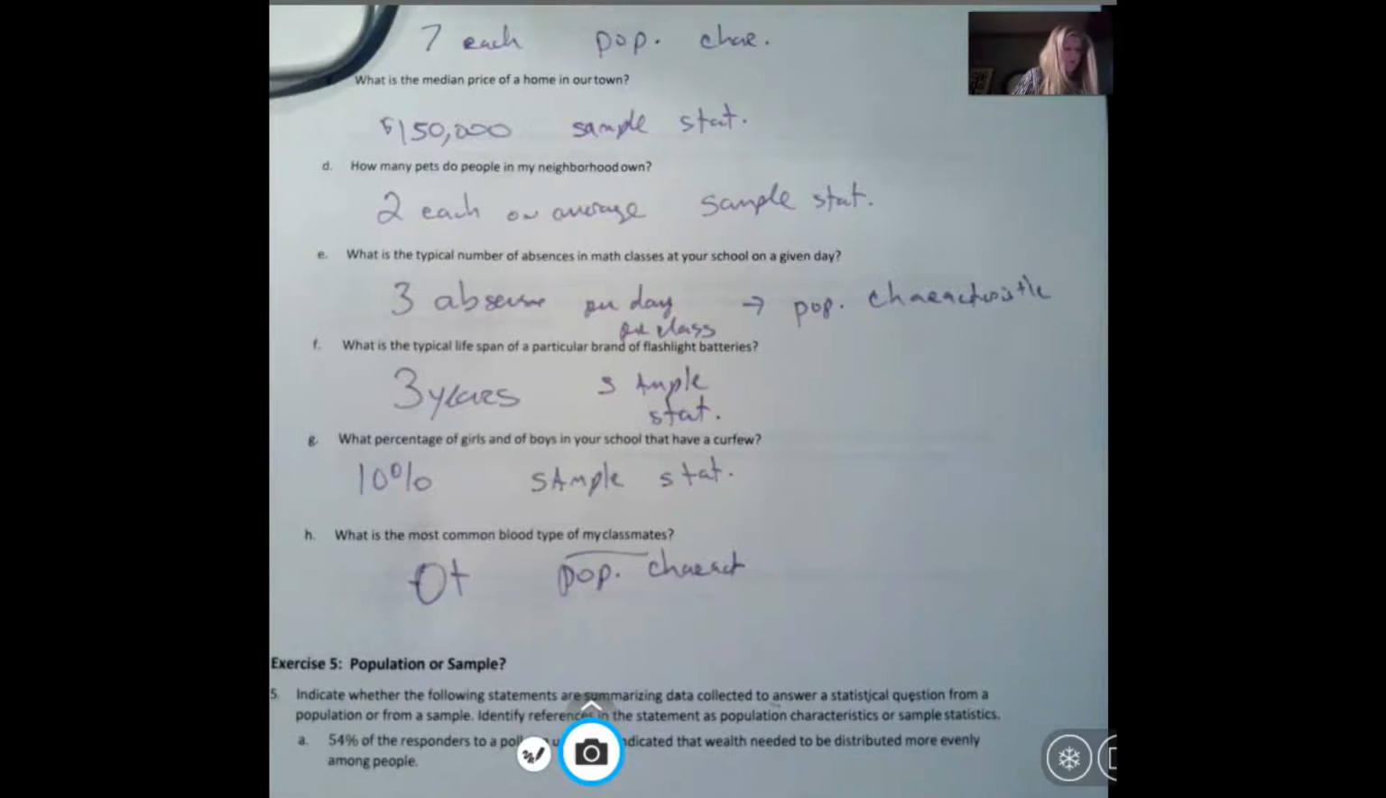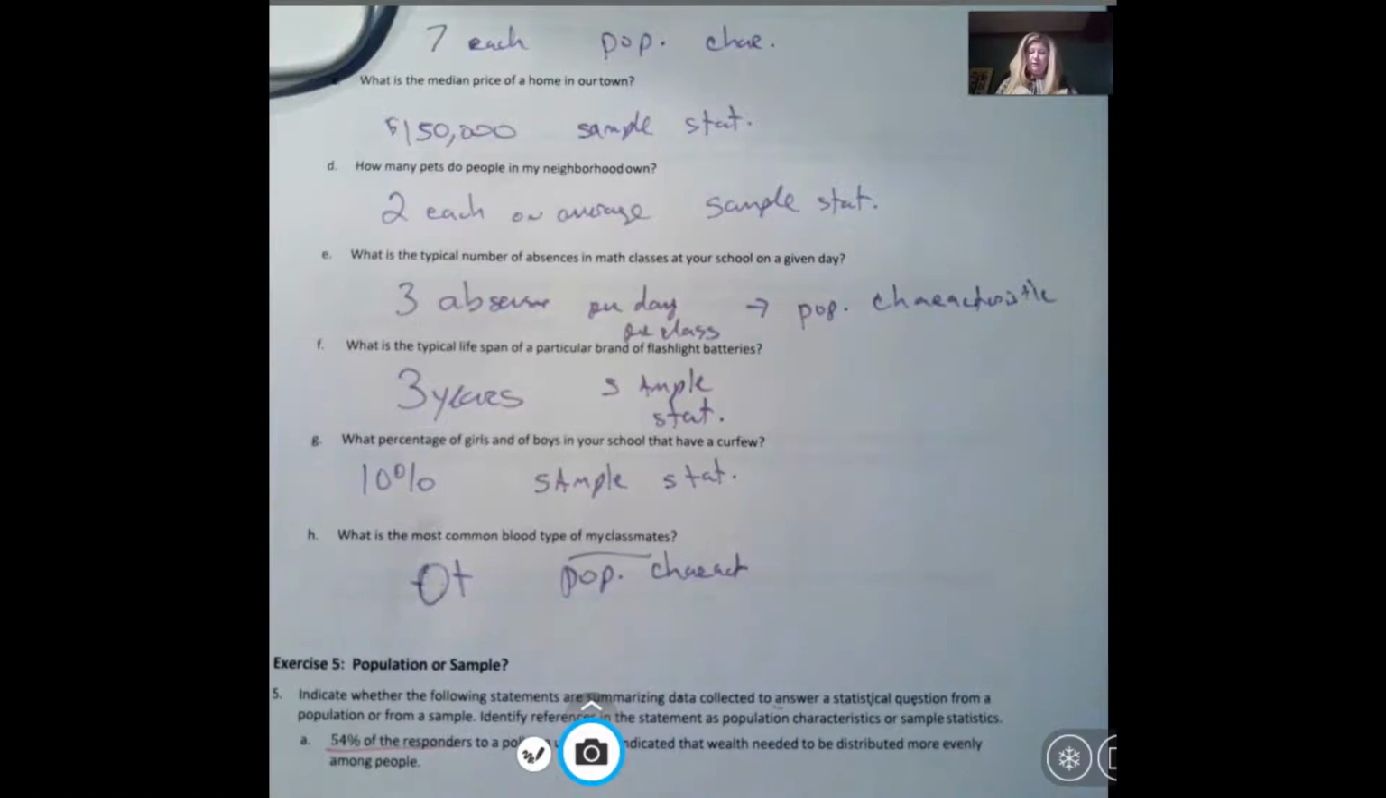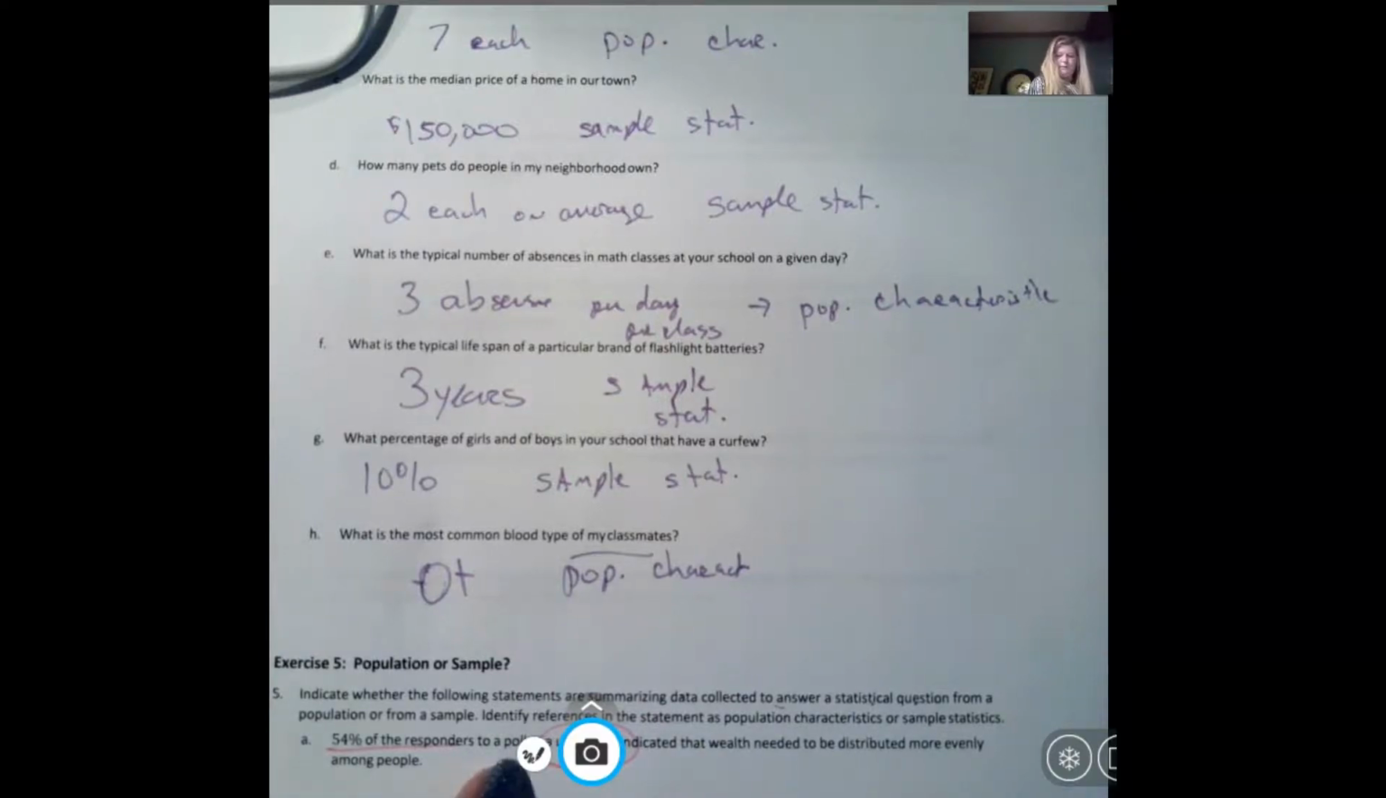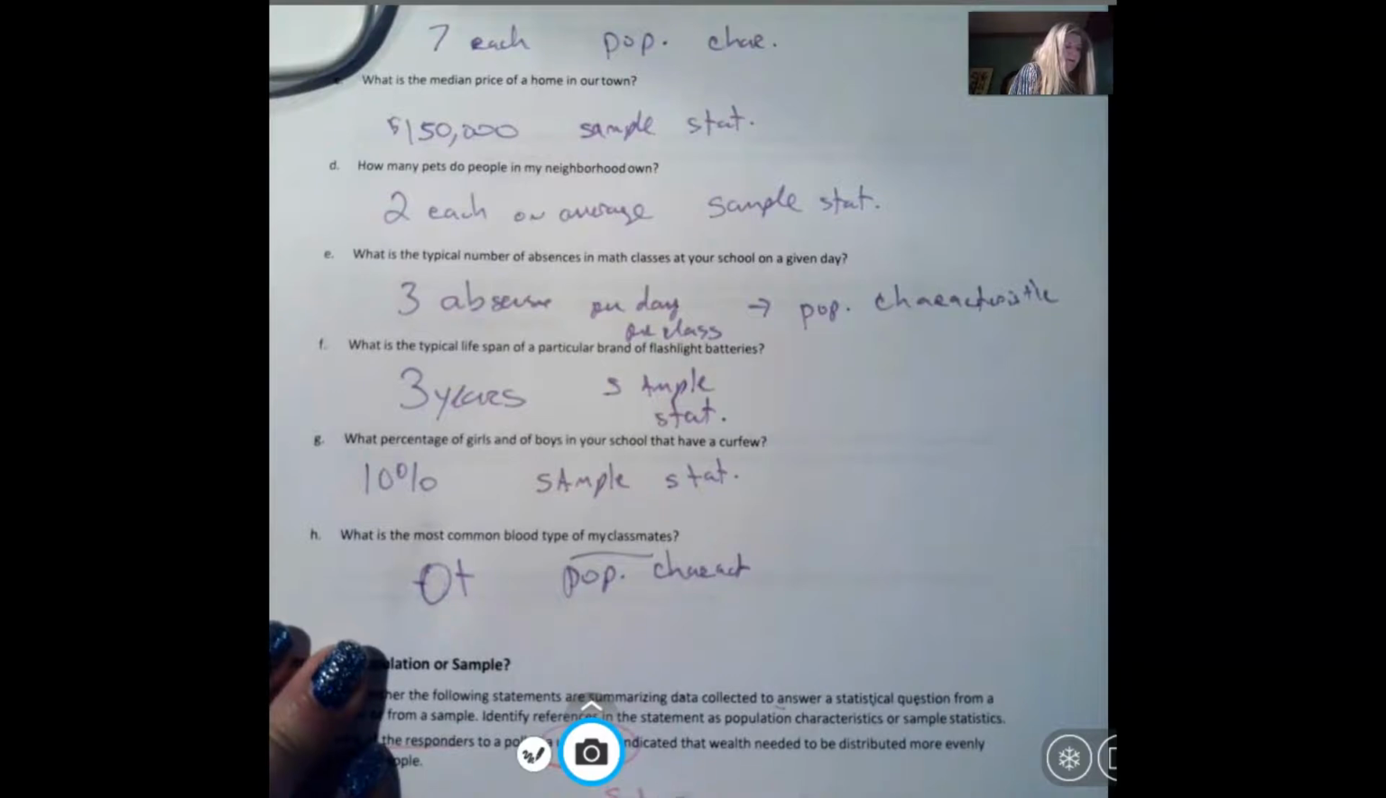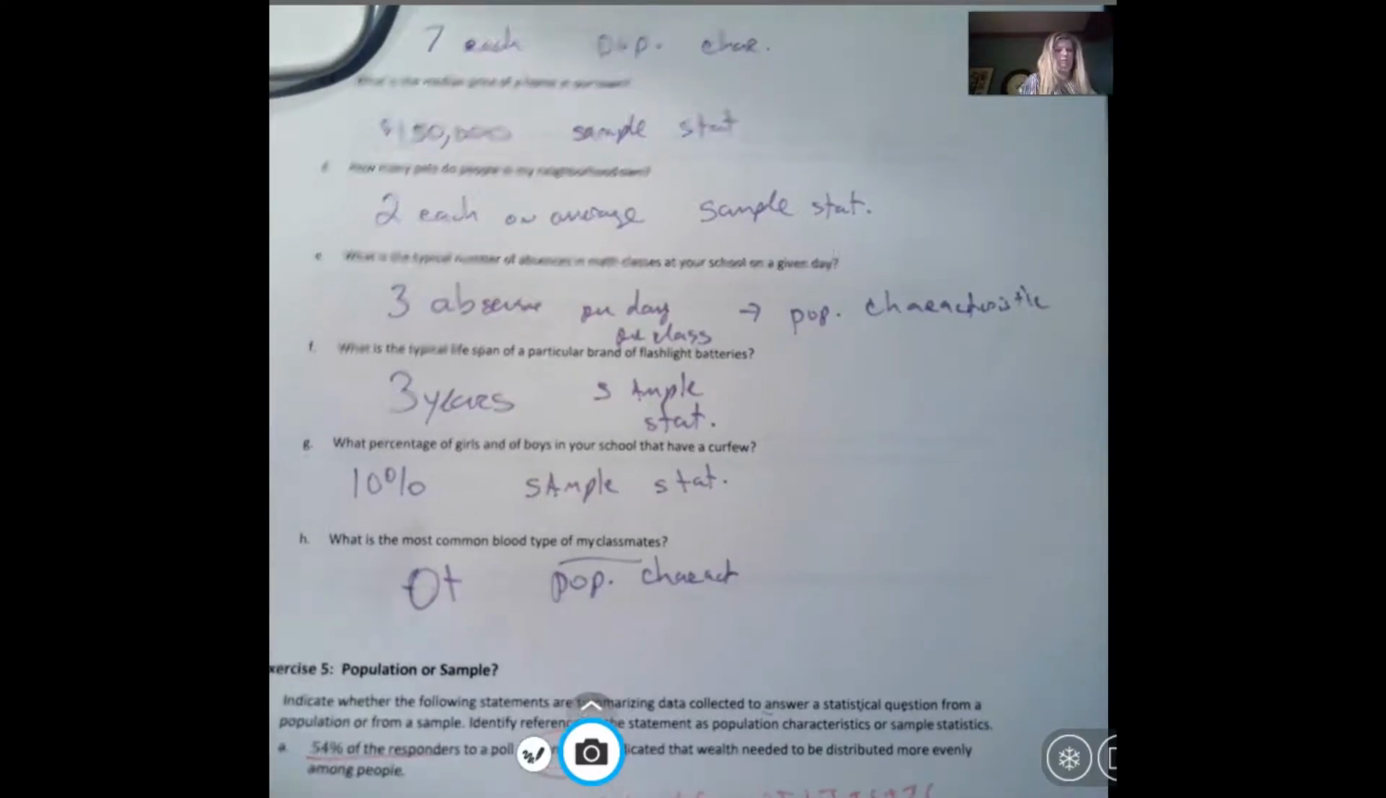Colors. 54% of the responders to a poll at a university indicate that wealth needed to be distributed more evenly among people. Okay, so 54% of the respondents, this would be like all the people at the university, so they were not all surveyed. It's just the people that responded. So it was a sample statistic. All right. Sample statistic.